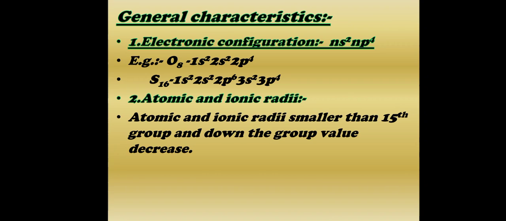Pass on to next, atomic and ionic radius. If we compare the atomic and ionic radius as compared to the 15th group element, definitely it will be smaller. As we know, going from left to right in a period, the size decreases, but down the group the size or atomic radius increases. So, the trend is same.